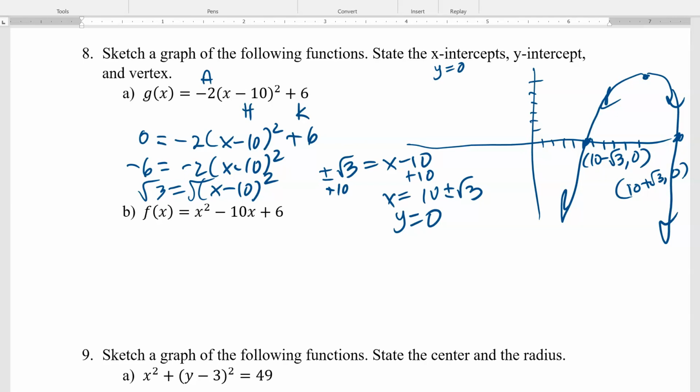The y-intercept, that's where x equals 0. So I take this equation and I replace a 0 in place of the x. So if I do, let's see, g of 0 would be negative 2 times (0 minus 10) squared plus 6.